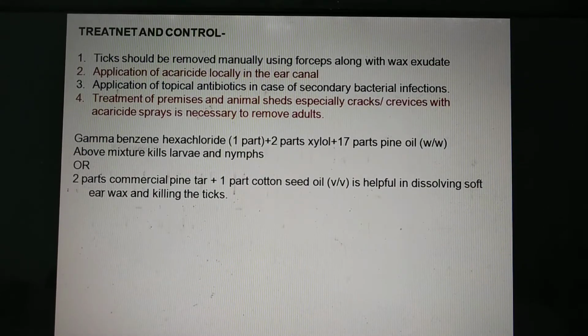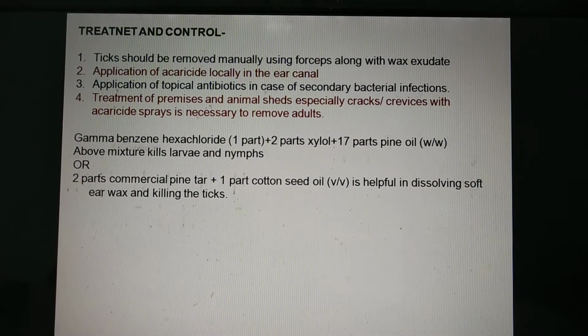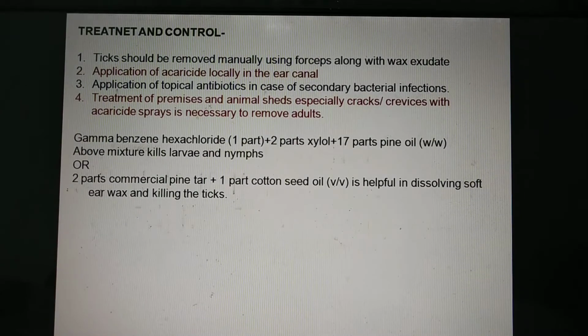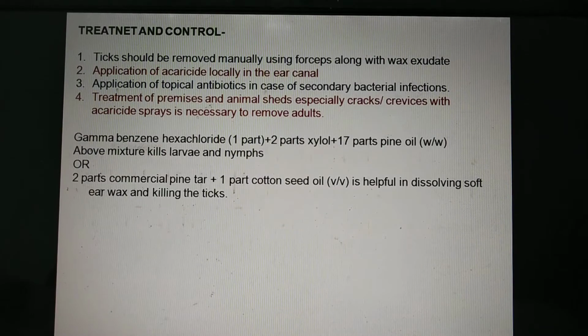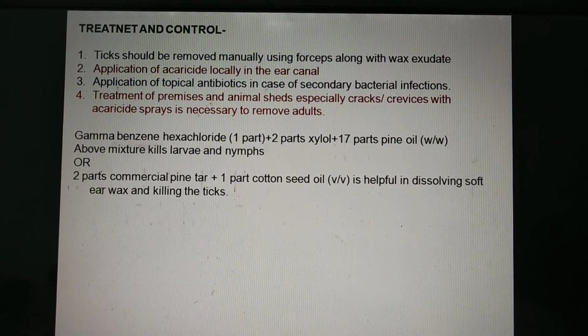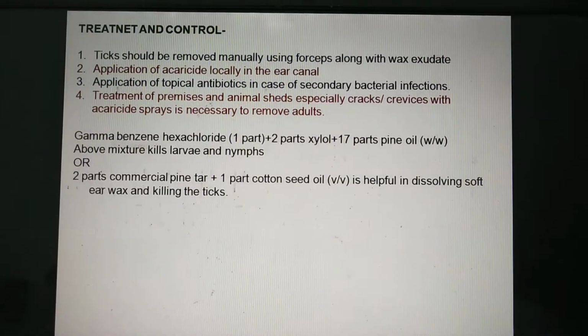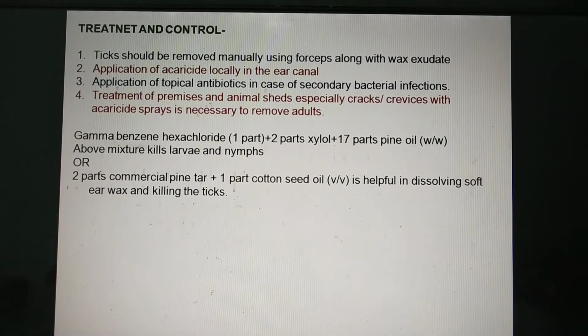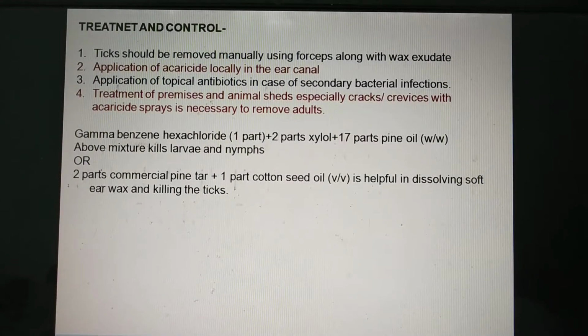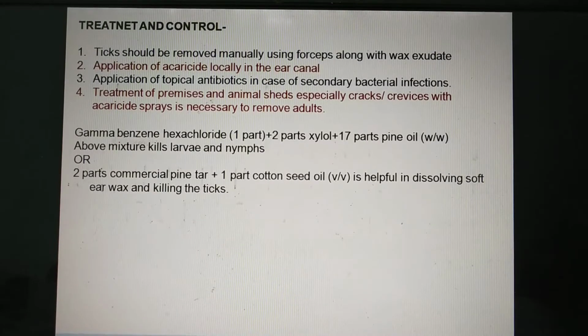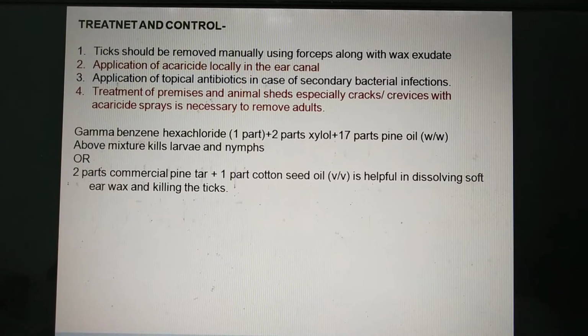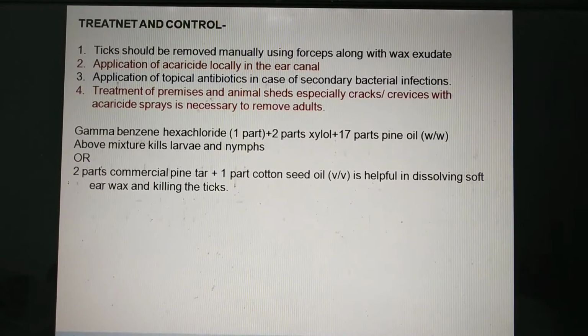Now treatment and control. The ticks can be manually removed using forceps. So along with the wax, you can remove the ticks manually, but take care that since there is otitis, you should not apply force with the forceps, otherwise it may aggravate the otitis. So simple is that as much of earwax as you can remove along with the forceps, that removes the ticks, and apart from that you can provide an acaricide in the ear canal.